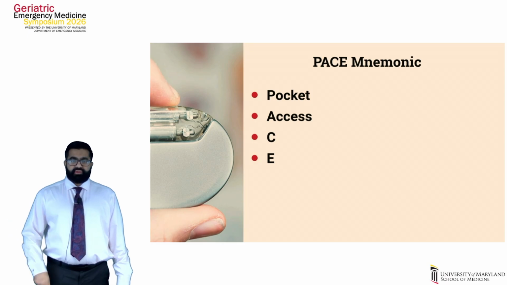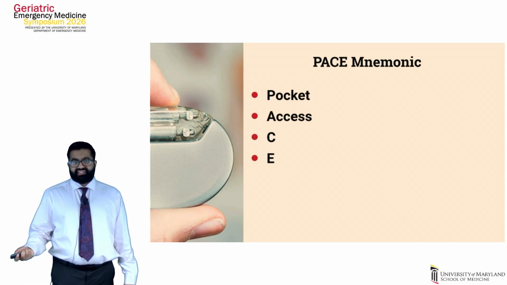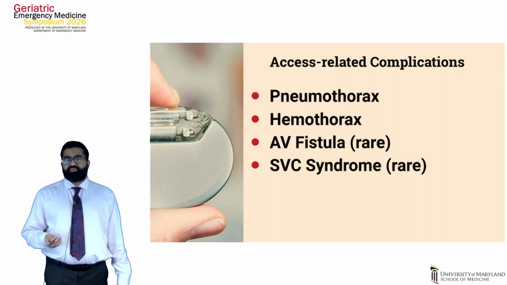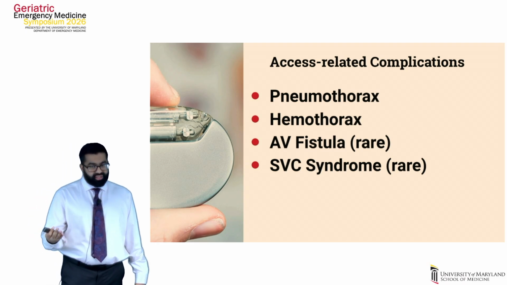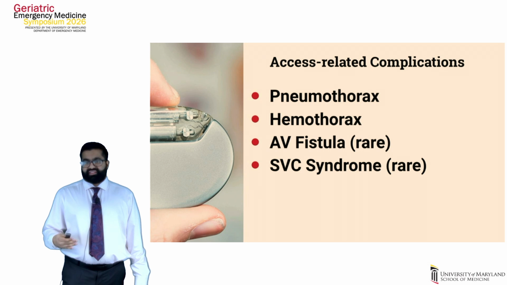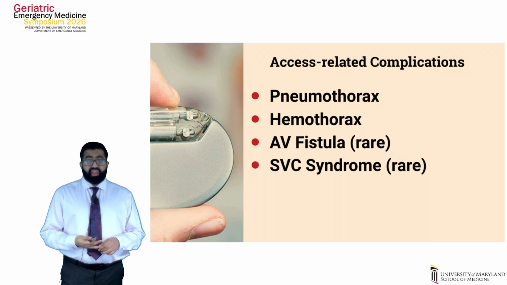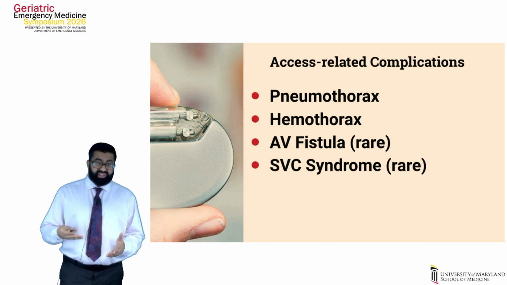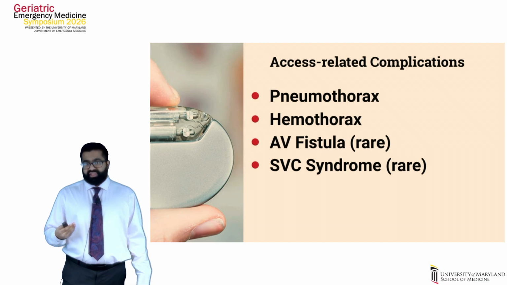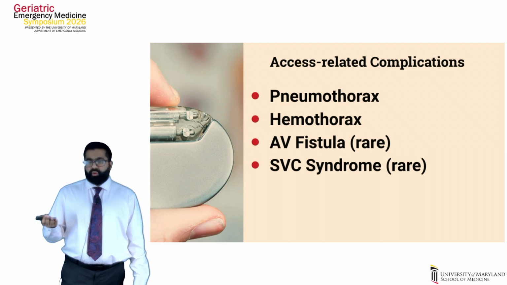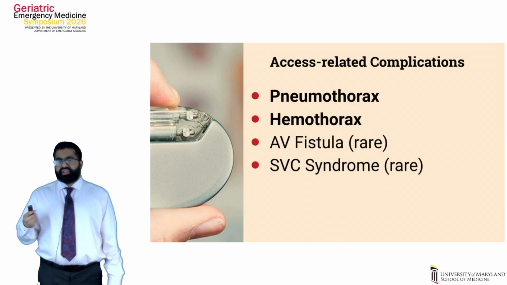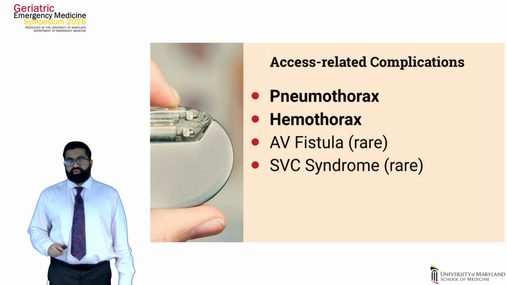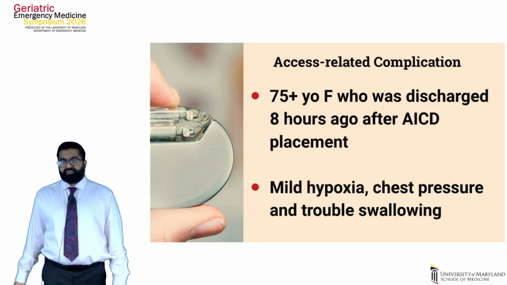We already talked about pocket, now we can go on to access. Remember that this is primarily a subclavian approach, and thus it has all the complications of a subclavian access. Pneumothorax, hemothorax, possible AV fistulas if there's arterial puncture, even thrombus, including SVC syndrome, albeit the last two are a little bit more rare. I want us to focus primarily on pneumothorax, but acknowledge that hemothorax can also be present, and we'll see an example of that later.